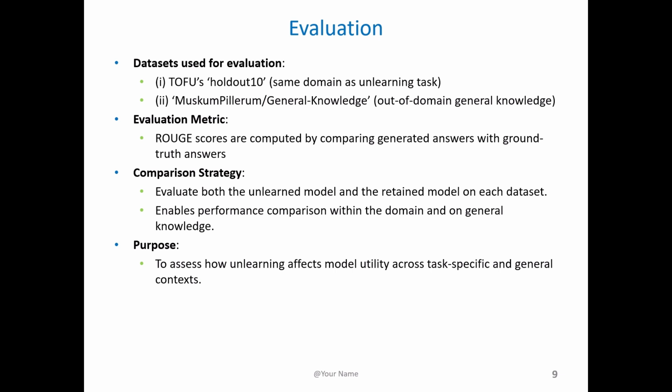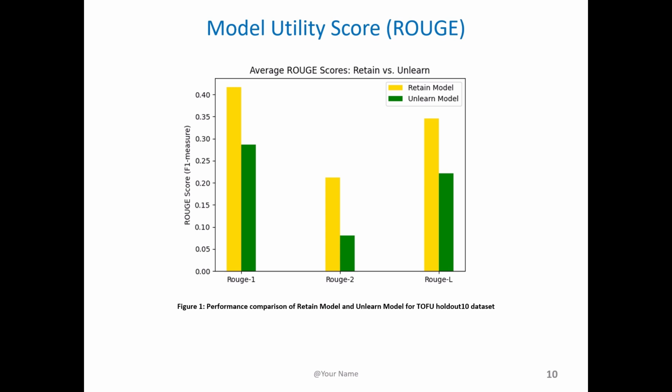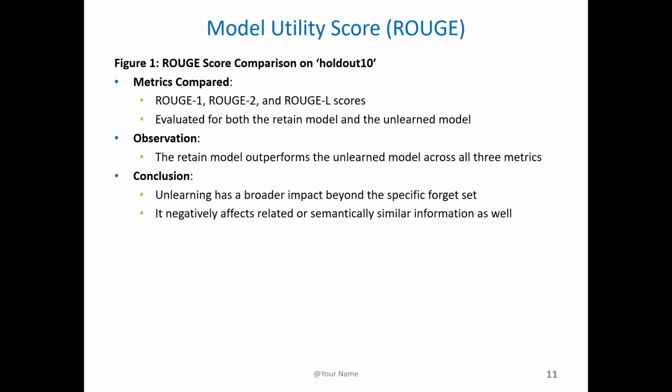So to assess how unlearning affected model utility across task-specific and general contexts, this kind of evaluation metrics has been set up. This is the performance comparison of the retained model and unlearned model on the TOFU holdout dataset, and we can see the retained model is performing much better than the unlearned model in all three scores, ROUGE-1, ROUGE-2, and ROUGE-L. So we can conclude the unlearning has a broader impact beyond the specific forget set, and it negatively affects related or semantically similar information as well.